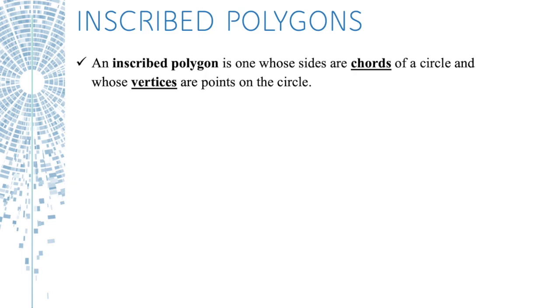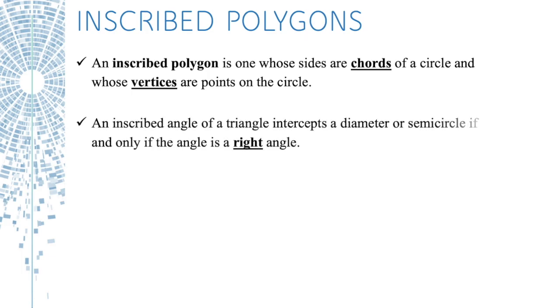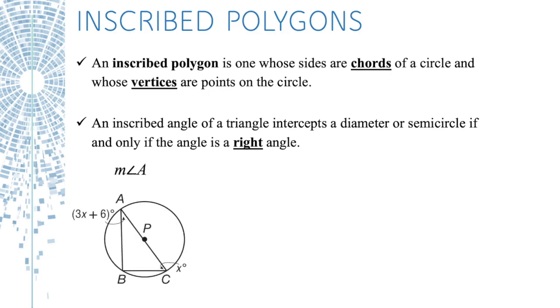An inscribed polygon is one whose sides are chords of a circle and whose vertices are points on the circle. An inscribed angle of a triangle intercepts a diameter or semicircle if and only if the angle is a right angle. Okay, so let's look at this. Here we have an inscribed polygon. All the sides are chords and all the vertices are points on the circle. Now, this inscribed angle, because it intercepts a diameter, we know that this inscribed angle is a right angle.